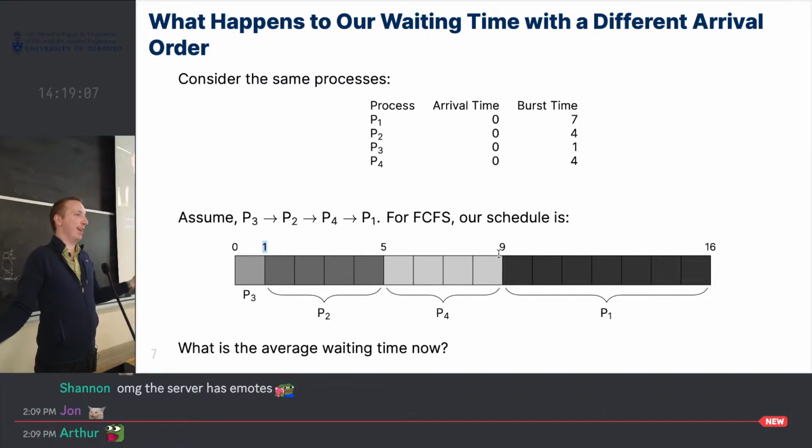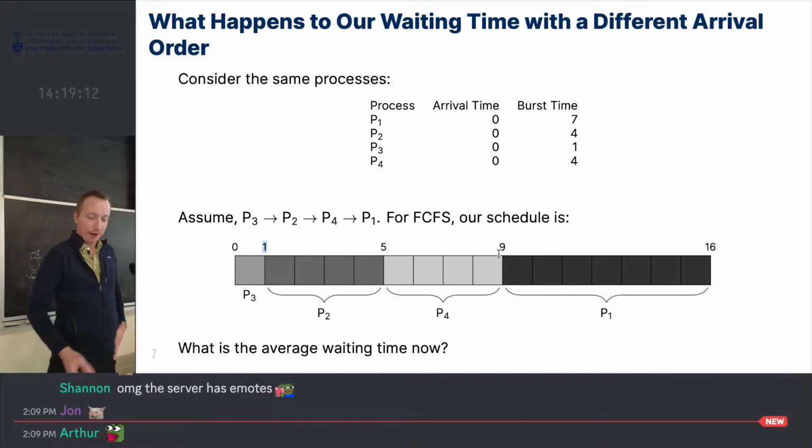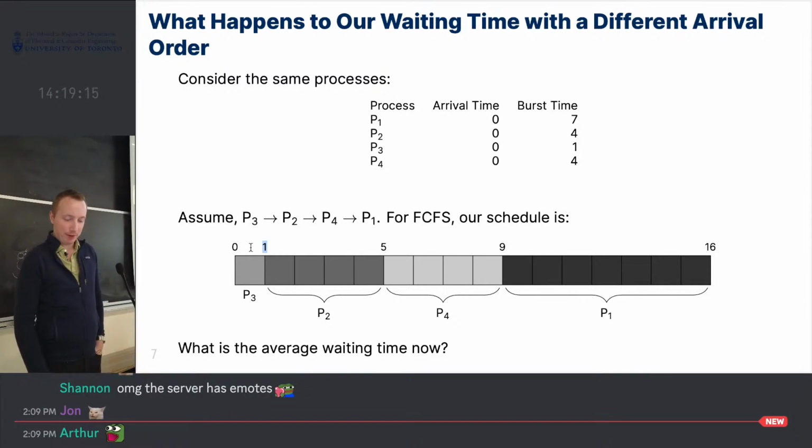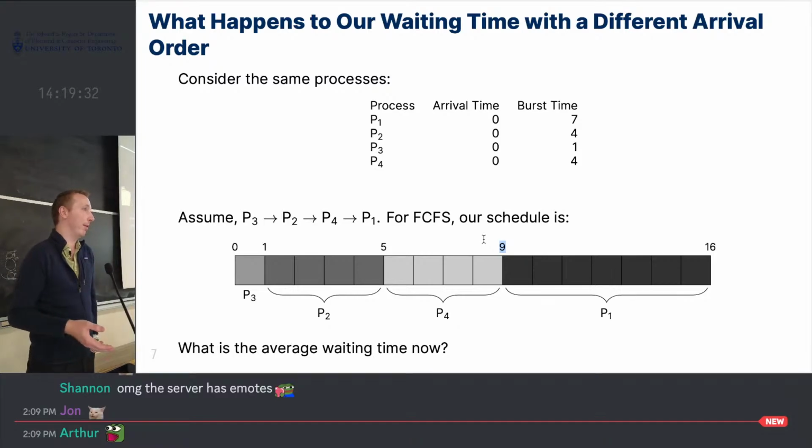So nothing too exciting, unlike previous lectures, right? Fairly straightforward. If we compute our average waiting time now, it is 0 plus 1 plus 5 plus 9. If we add all those up and divide by 4, we get 3.75. So with the same processes, our average waiting time went down by half just because of the order they happen to arrive in, which sounds really variable and something that we would ideally like to control.